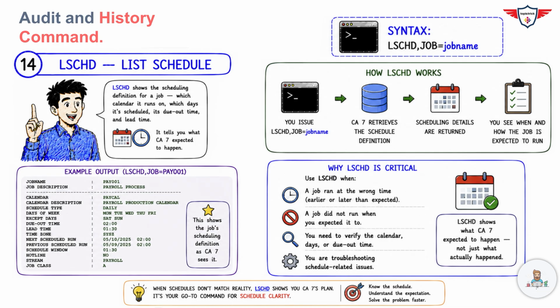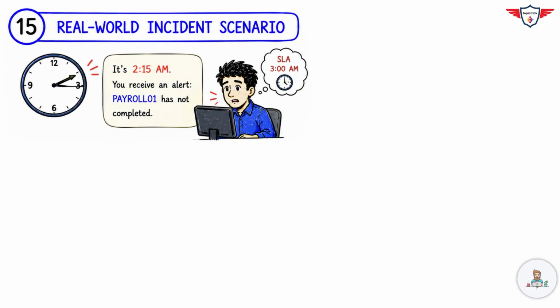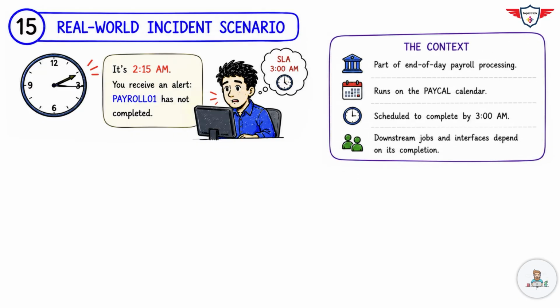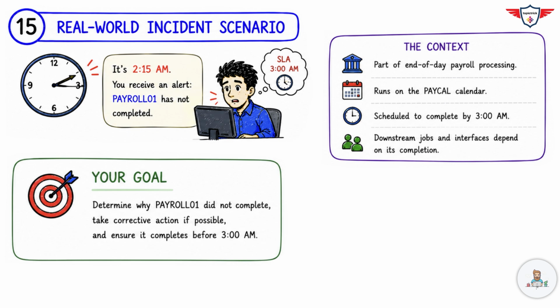Now let's bring all this together with a real world scenario. Let's say it is 2:15 a.m. and you receive an alert. A critical end-to-end batch job, let's call it PAYROLL01, has not completed. And the SLA deadline is 3 a.m. So you only have 45 minutes.